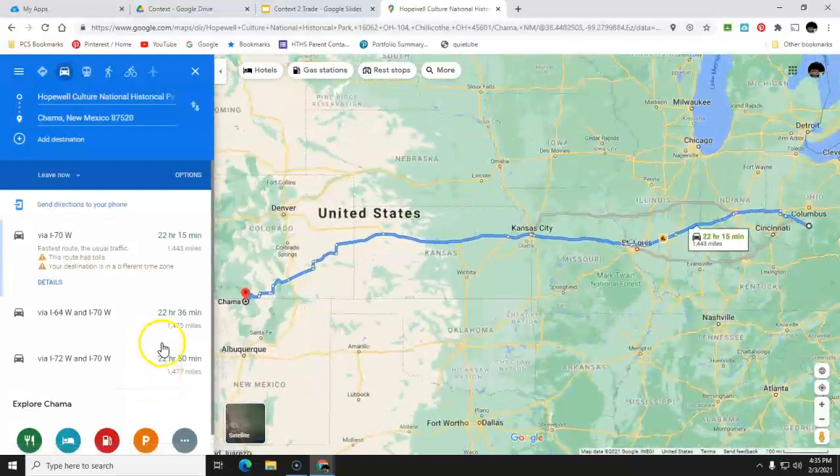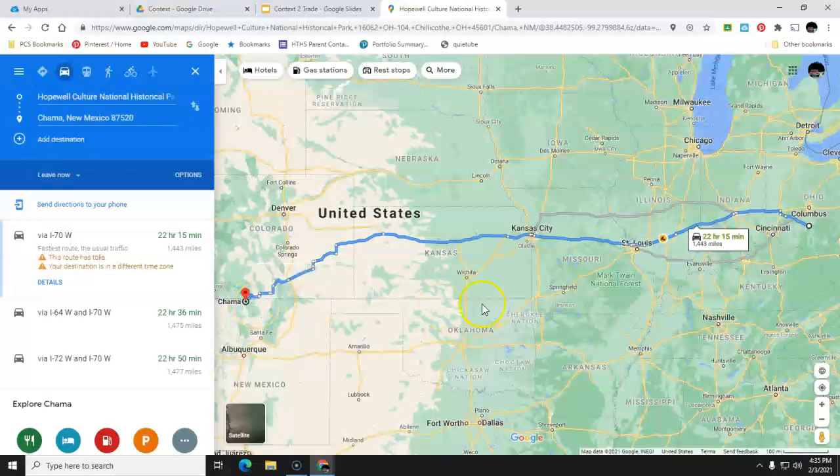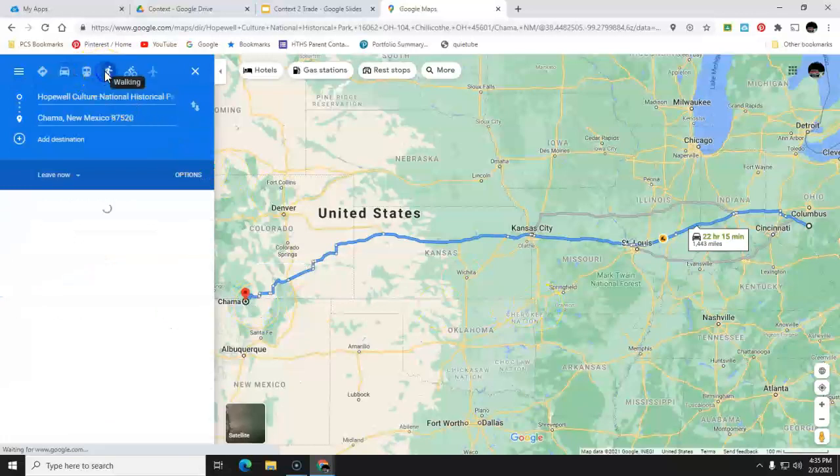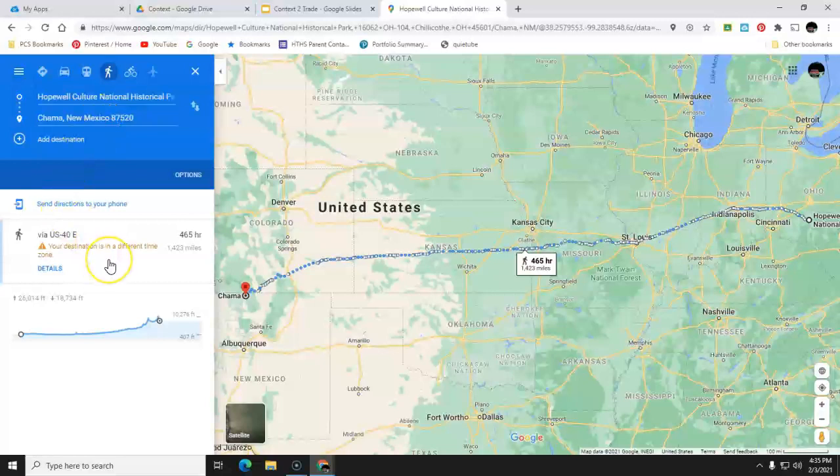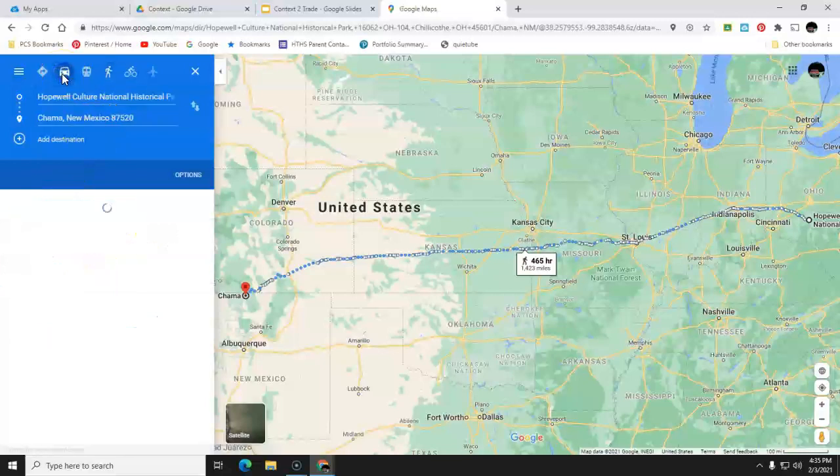And if I was a Hopewell trader and I wanted something from Chama, New Mexico, I would have to travel 1,443 miles. Okay? If I was walking, that would take me 465 hours, which is a lot of hours. Let's go back to driving.